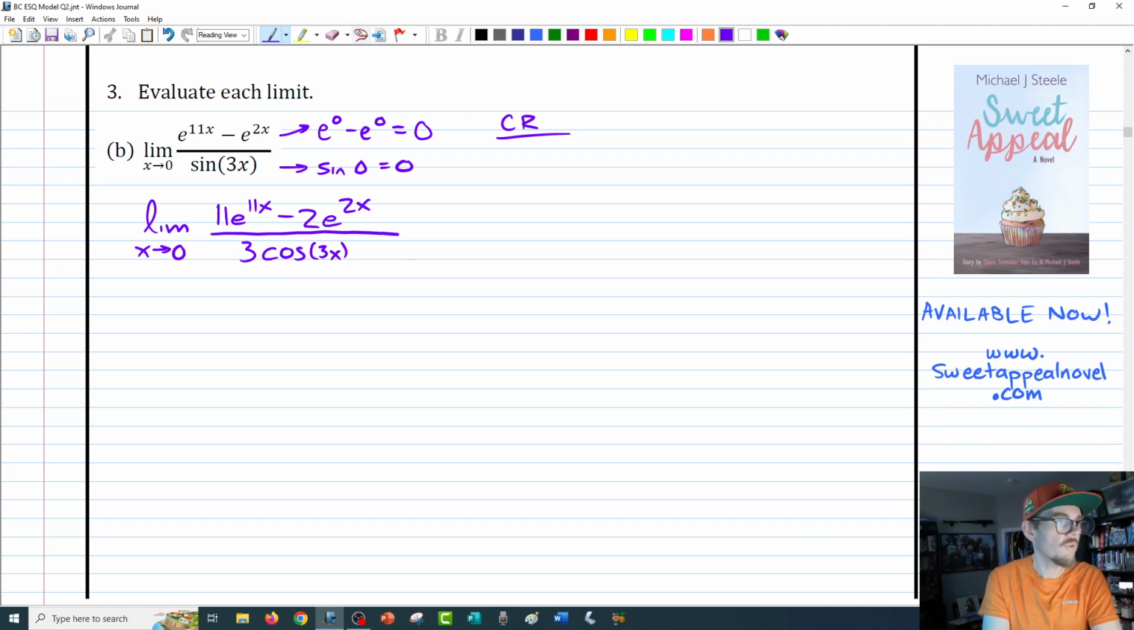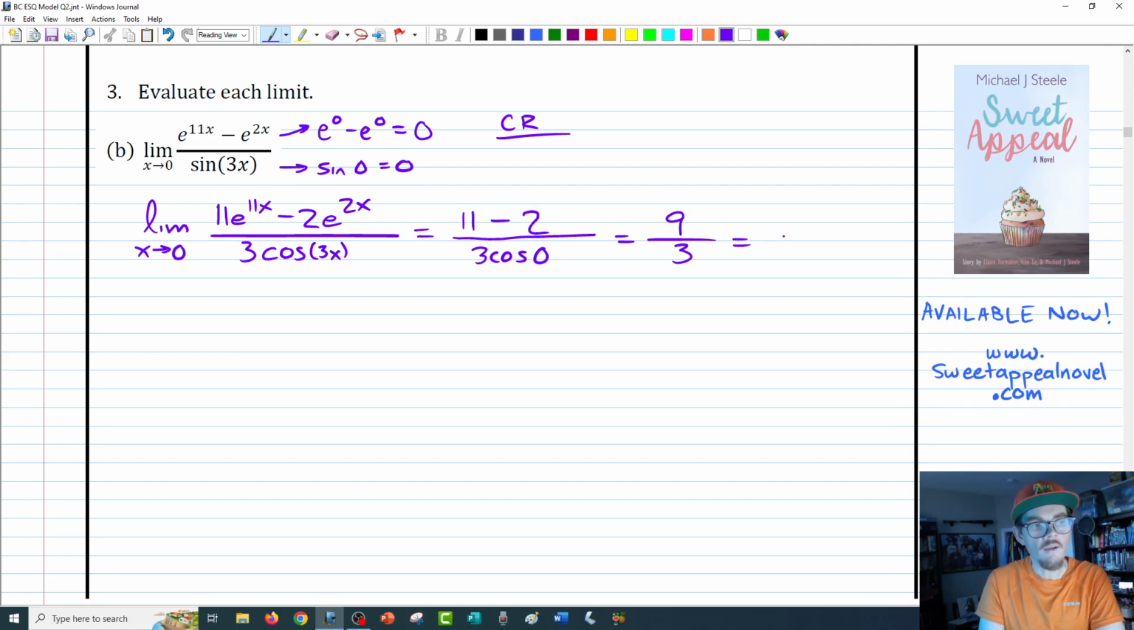Now from here, this looks pretty safe because I know the cosine of 0 is 1. So plugging directly in at this point, I know that our denominator is going to be 3 cosine of 0, which is definitely going to be equal to 3. In our numerator, we'll have 11e to the 0 minus 2e to the 0, which is 9. And here we have 9 over 3 equals 3.